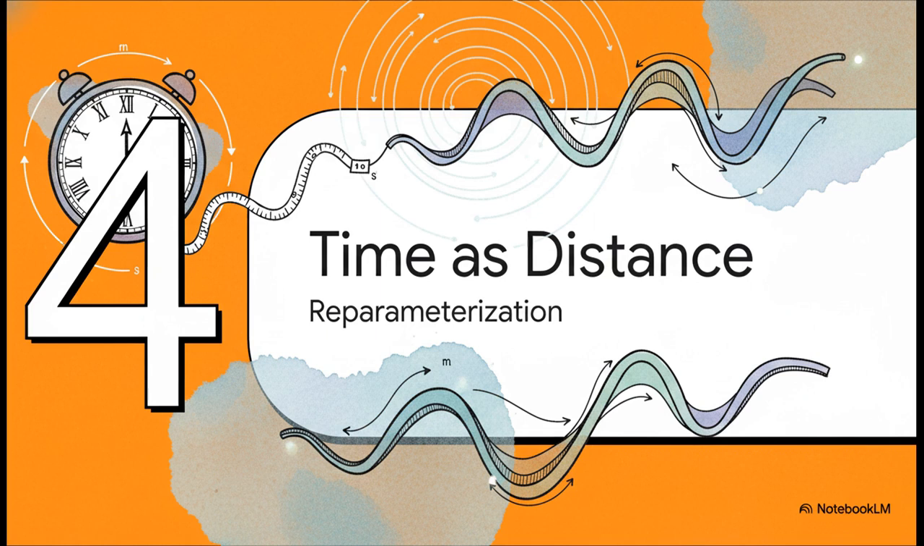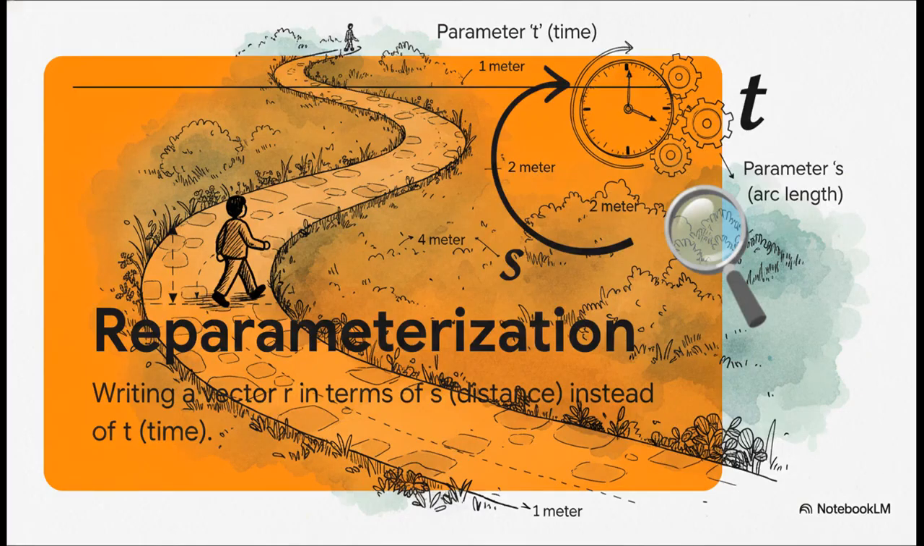Now, let's just peek at a slightly more advanced idea, but it's an incredibly powerful way of thinking. It's all about shifting our perspective from time to distance. This is called reparameterization. Think of it this way. Normally, we say, where is the car after 5 minutes? We're using time, t. With reparameterization, we ask a different question. Where is the car after it has driven 5 miles? We're describing its position based on the distance it's actually traveled along the road.